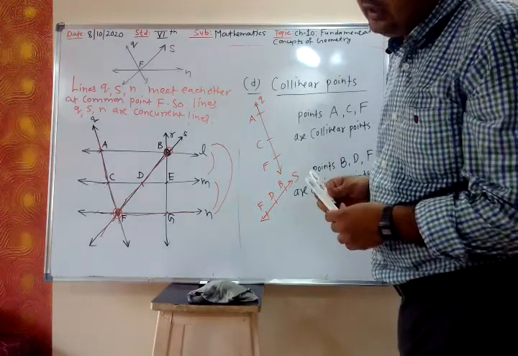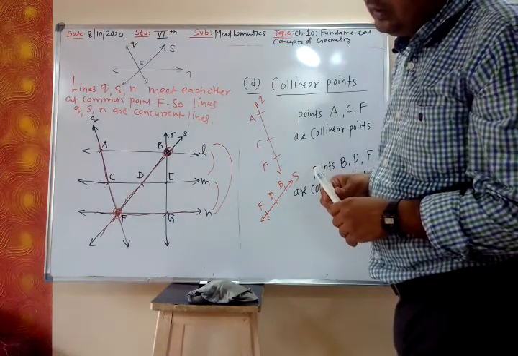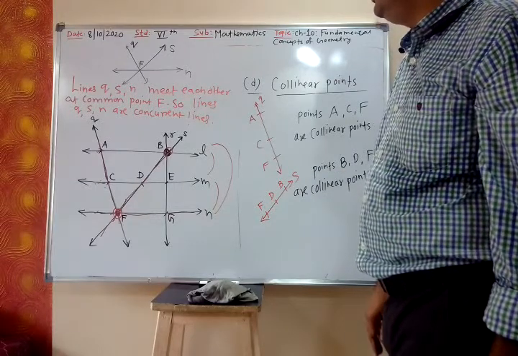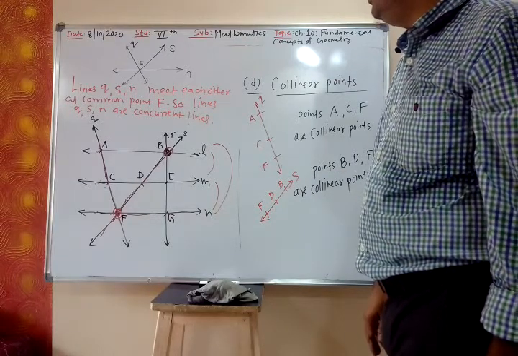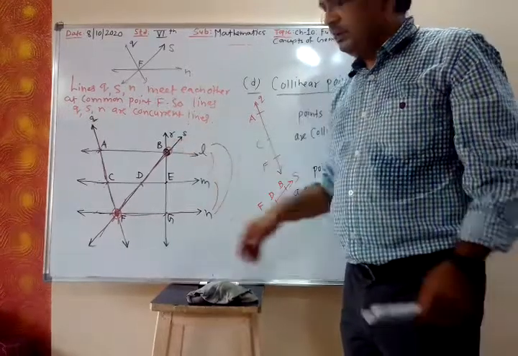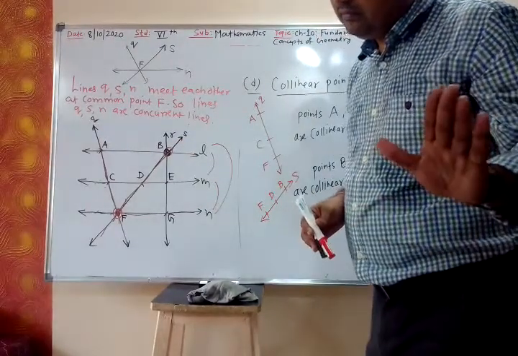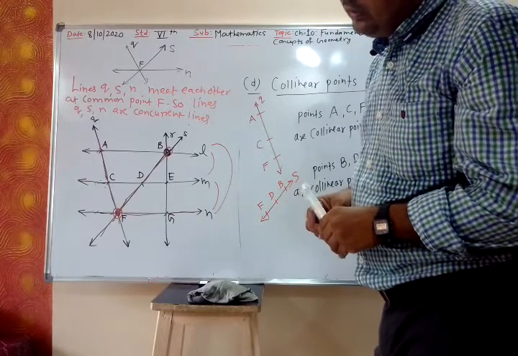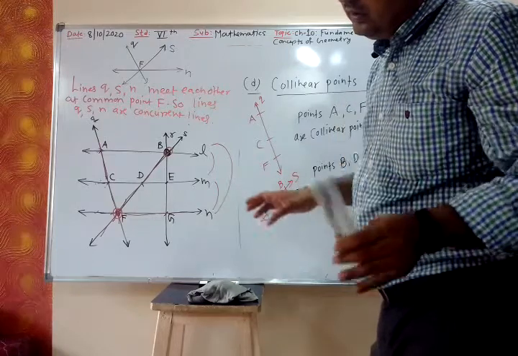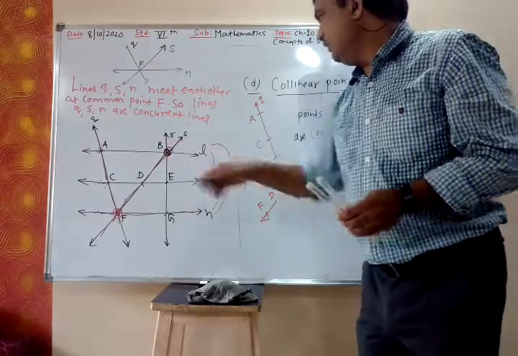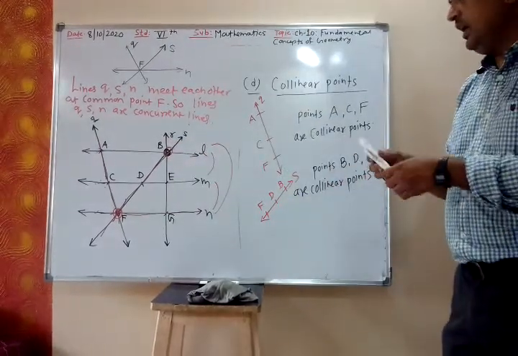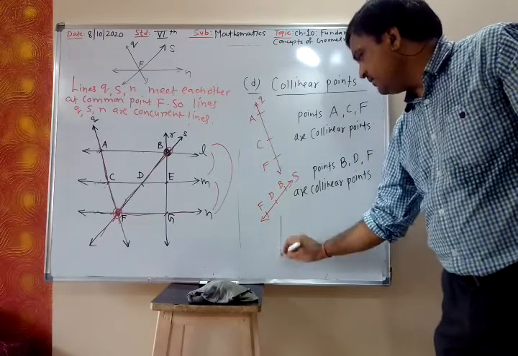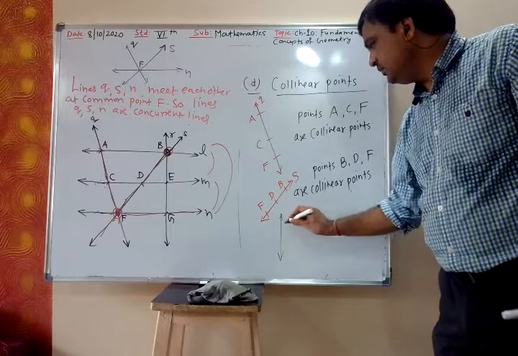Then another example of collinear points. Now see here. Now on the line R.